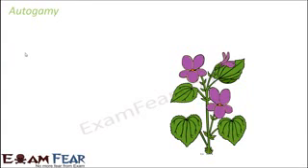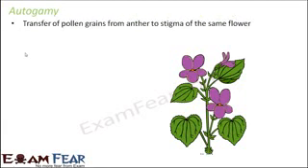So let us begin with autogamy. Auto, what is the meaning of auto? Auto means something which is self, related to self. So it is the transfer of pollen grains from anther to stigma of the same flower. On the same flower you have the anther and the stigma, and the pollen grains get transferred within the same flower. Let us suppose this is the flower: here you have the anthers, here you have the stigma, and the pollen grains are just getting transferred within the same flower. So that is called autogamy. Auto means own or self.